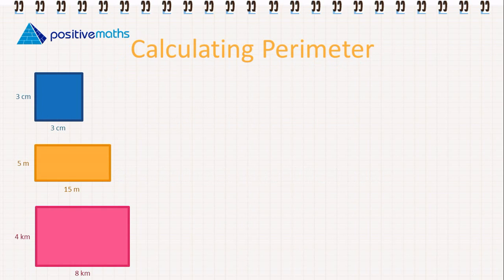Okay, so first of all we have a blue square. We know for definite that it is a square because both the length and the width are 3 centimeters. What we need to do is calculate the perimeter.